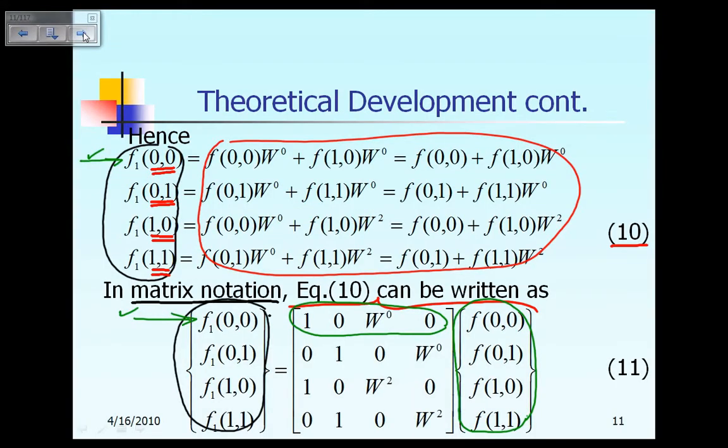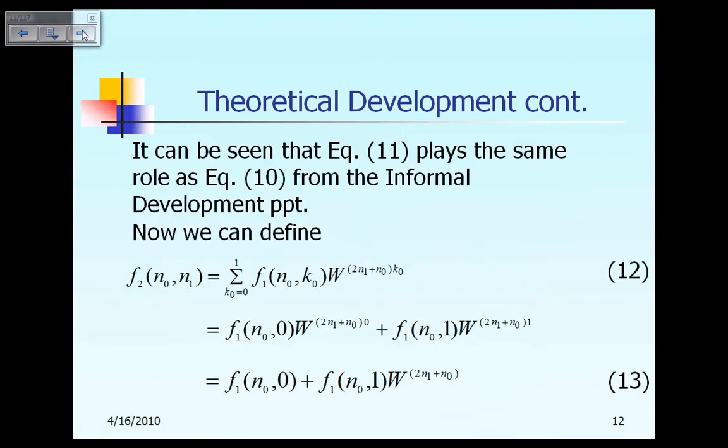Equation 10 is the same thing as equation 11. And in case you forgot, this equation 11 is exactly the same equation that we got earlier when we developed the so-called informal fast Fourier transform. This represents the so-called inner product operation. Okay? In fact, here it is. Equation 11 that we just obtained now plays exactly the same role as equation 10 earlier when we talked about the informal development of the fast Fourier transform.